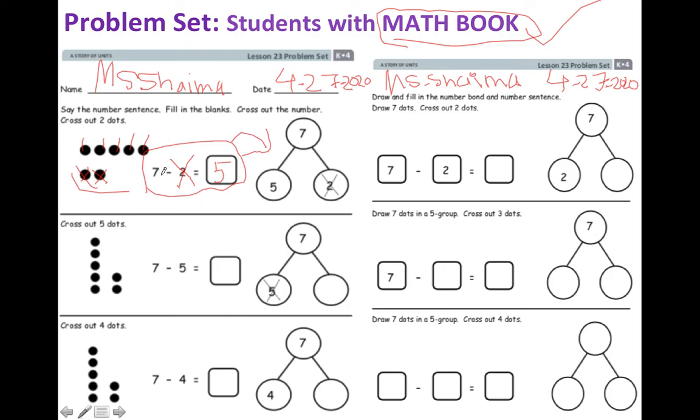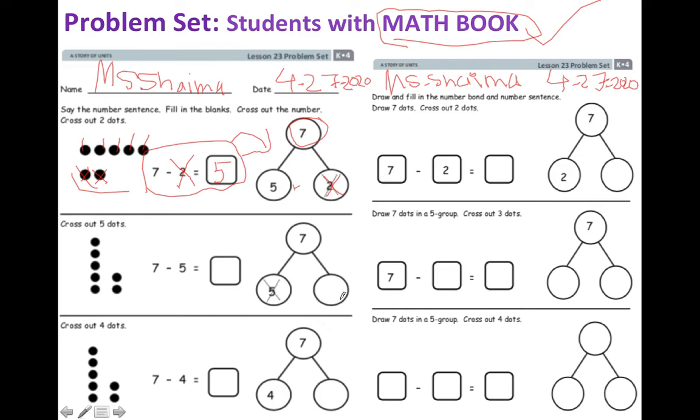Let's take a look. 7 is something we started with, 7 dots. So that's where 7 is our whole. And one of the parts is 2. And it looks like in the book, they already crossed off 2 for you. And since the answer is 5, you put 5.